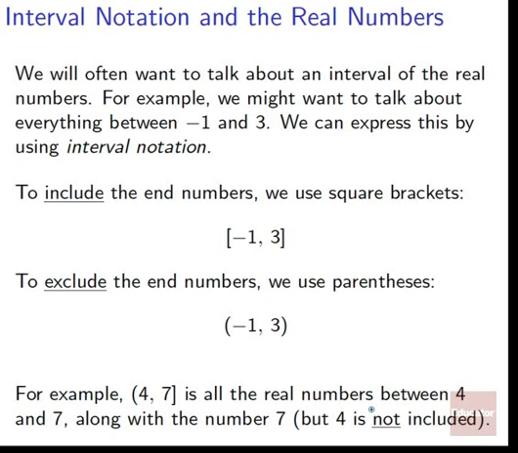If we want to talk about 4, 7, but we don't want to include 4 and we want to include 7, we have parenthesis 4, 7 square bracket. That's going to be all the real numbers between 4 and 7, of course, but it will keep the number 7 because we've got the square bracket, and it's not going to include 4 because we've got the parenthesis. So the parenthesis next to the 4 will keep it out, but the square bracket next to the 7 will keep it in. So we can talk about intervals where one end gets left out and one end gets kept in by mixing up how we use this interval notation.